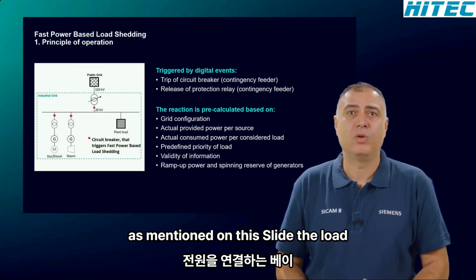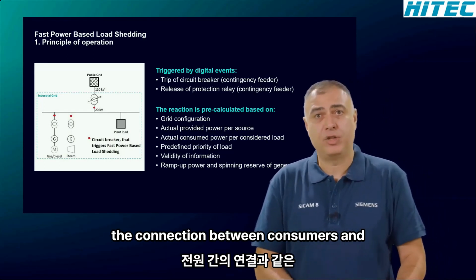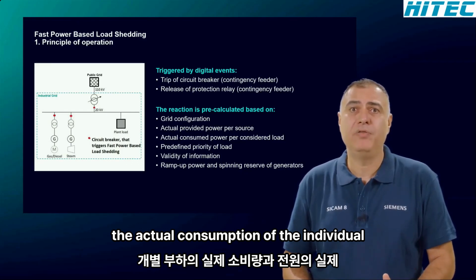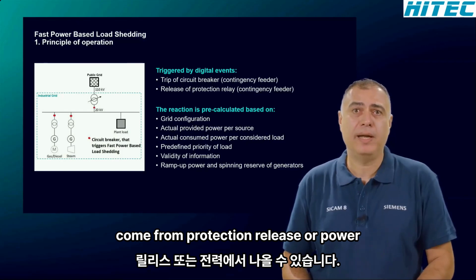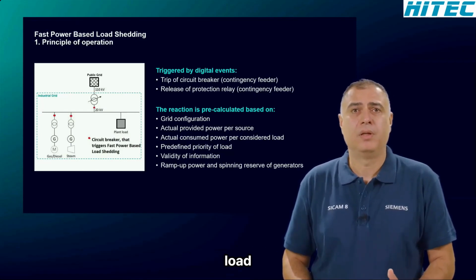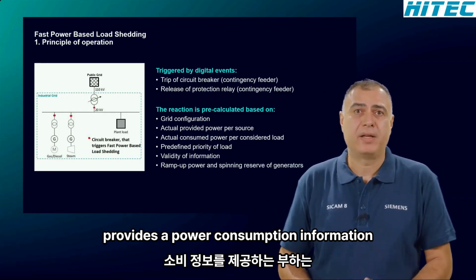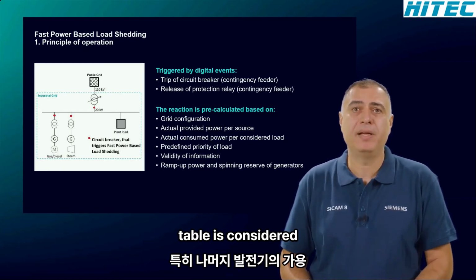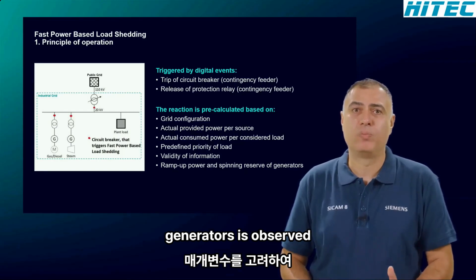As mentioned on this slide, the load shedding controller considers for its pre-calculation several constraints, such as the connection between consumers and active power sources, the actual consumption of the individual loads and the actual provided power of the power sources. This information can come from protection relays or power meters. Predefined priorities of the individual loads, the validity of information. For example, according to our standard, a load that provides power consumption information with invalid status is ignored, and the next load according to the priority table is considered. Last but not least, also the available power reserve of the remaining generators is observed.